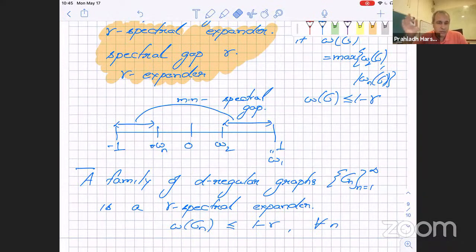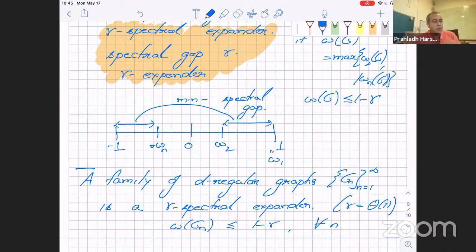So both the second eigenvalue and the smallest eigenvalue are separated sufficiently away from 1 and -1. Then we call this a gamma spectral expander. And this gamma is a fixed constant. Of course, the definition can make sense even if it's not a constant, but we will talk about constants, and we'll soon see why I care about constants. Is the definition clear? So an expander is basically a family of graphs in which the spectral gap is at least a fixed constant.